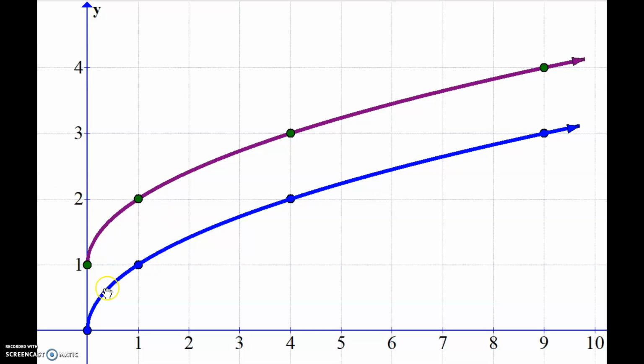As you could see right here from the parent function, what happened? The graph has translated how many units? So the graph of g of x is translated 1 unit up.